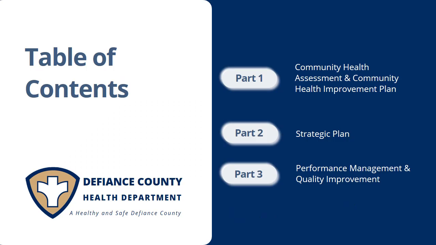In the presentation, I'll break it down into three parts. Part one, we'll go over the Community Health Assessment and Community Health Improvement Plan. Part two, we'll go over our strategic plan at Defiance County Health Department. And part three, we'll talk about performance management and quality improvement.